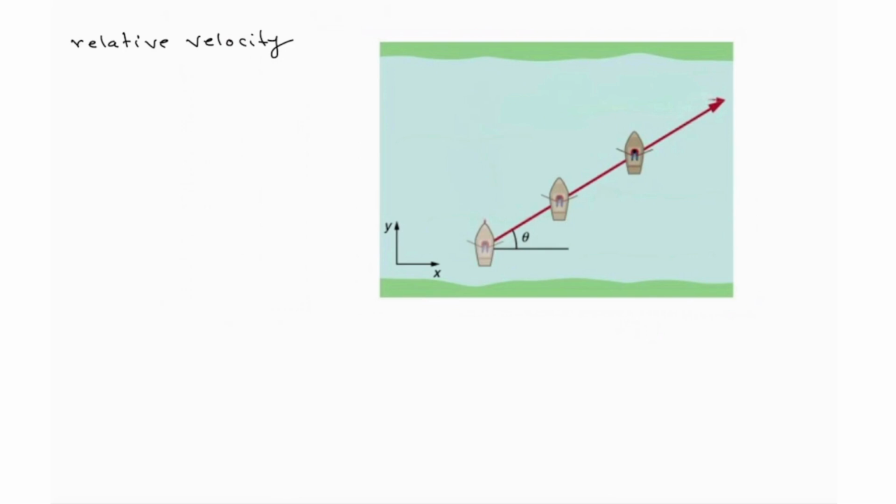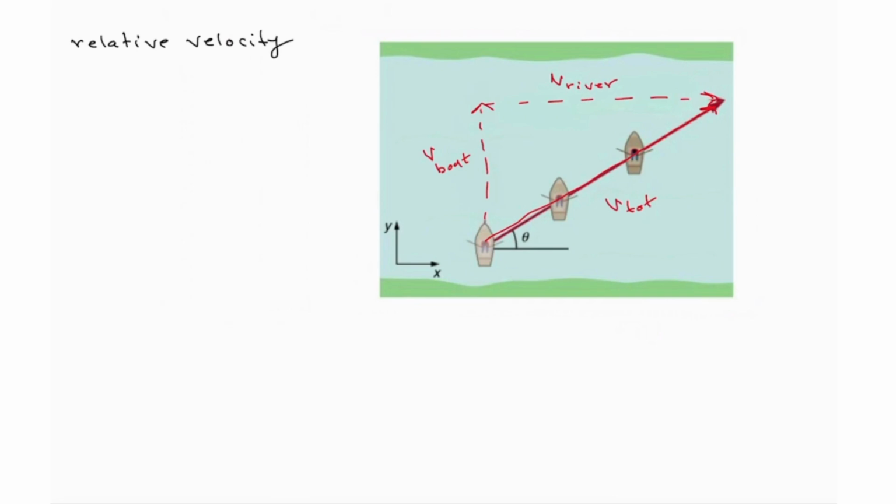The river is actually carrying the boat downstream, and the total velocity of the boat relative to the shore is the sum of its velocity relative to the river plus the velocity of the river relative to the shore. So this would be the velocity of the boat relative to the river, and this would be the velocity of the river relative to the shore, and this is the total velocity.